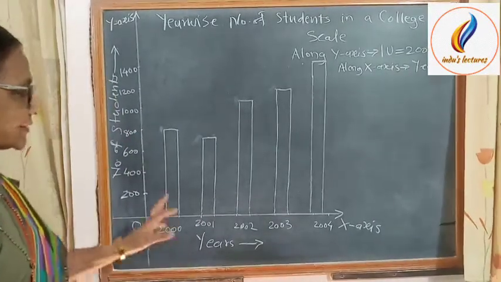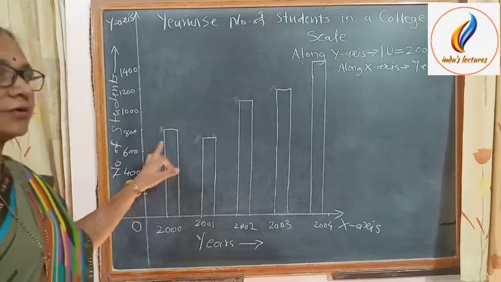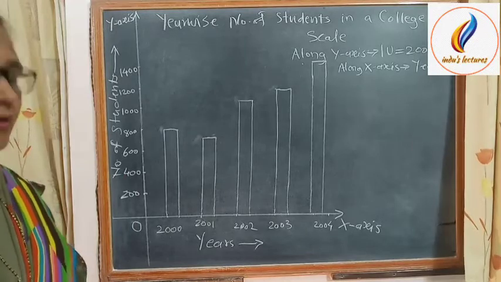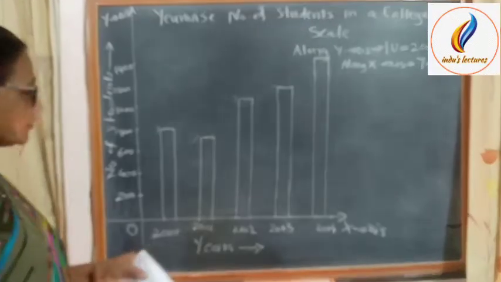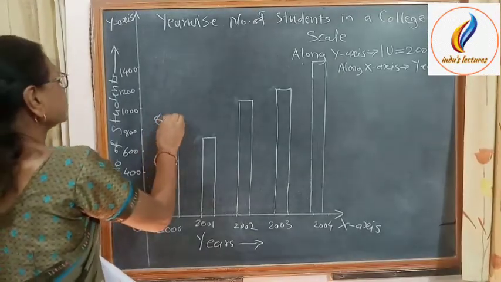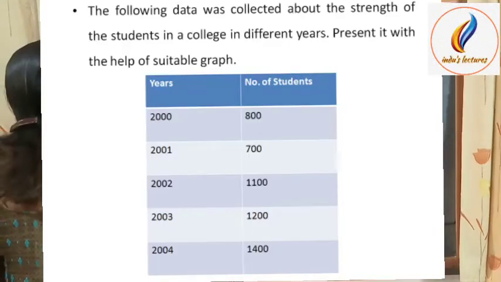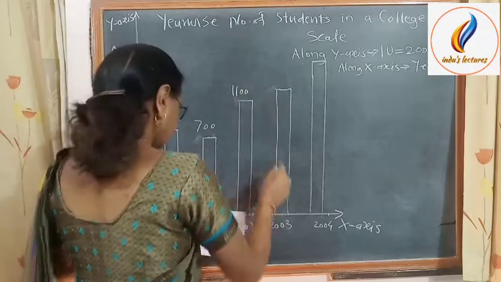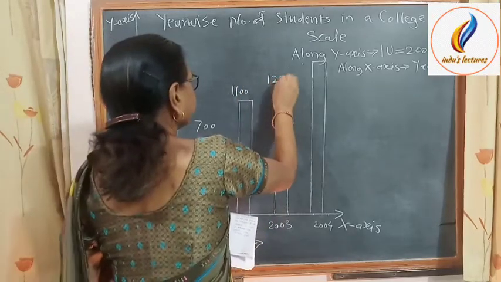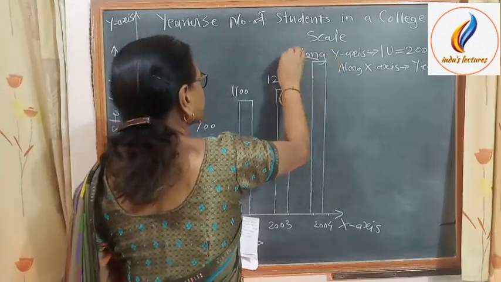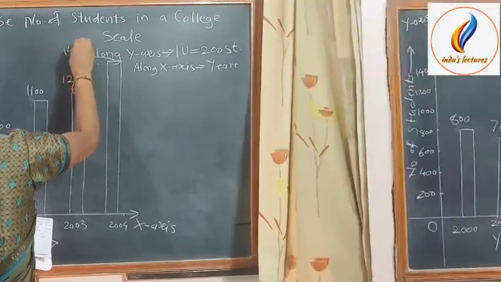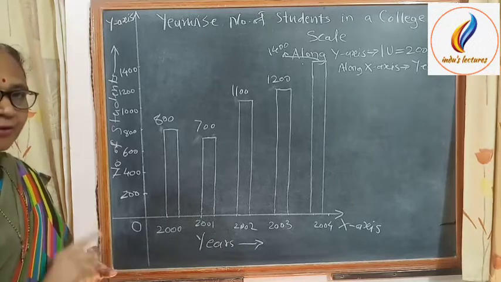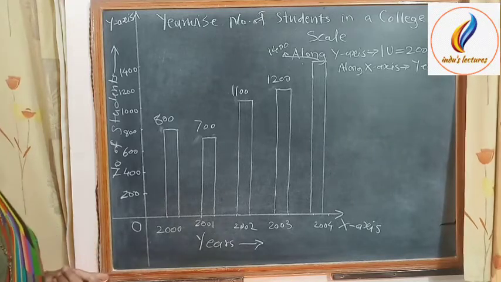Now the next step is to write the values on the top of the bars. That means show the values in the graph. In 2000, the number of students is 800, so write here 800, then 700, 1100, then 1200, and here 1400.